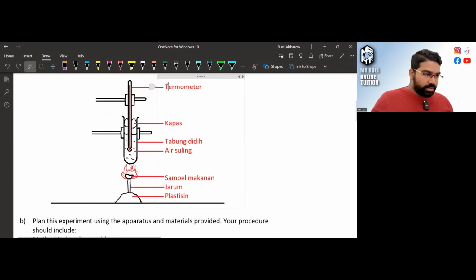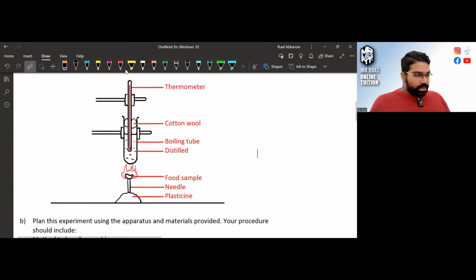Let me just change all this to English. Thermometer, this is a cotton wool, this is a boiling tube. This is distilled water. Okay, this is the food sample and this is a needle, this is plasticine. All right, so this is the setup.